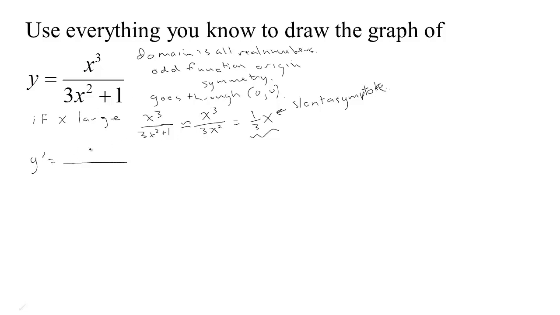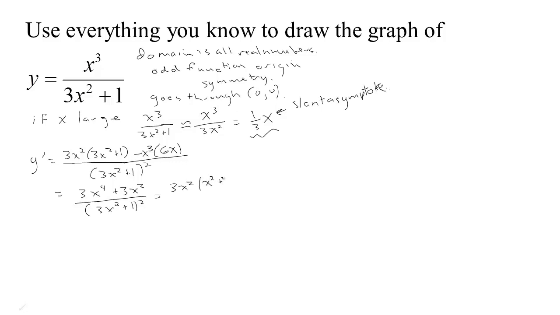So first we can find the first derivative. That's going to require the quotient rule. Derivative of the top, 3x squared, times the bottom, 3x squared plus 1, minus the top times the derivative of the bottom, which is 6x, all over the bottom squared. So 3x squared plus 1 squared. Let's see, that's going to be 9x to the fourth plus 3x squared minus 6x to the fourth. So 3x to the fourth plus 3x squared over 3x squared plus 1 squared, or if I factor out the 3x squared, that leaves behind an x squared plus 1.